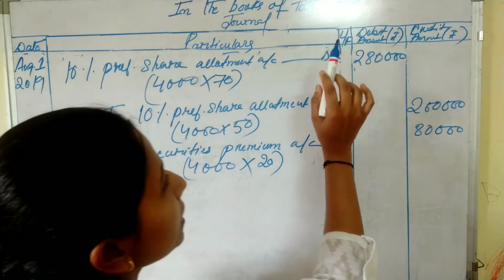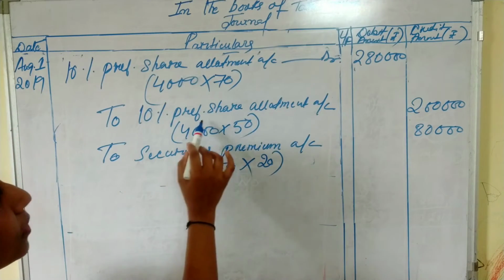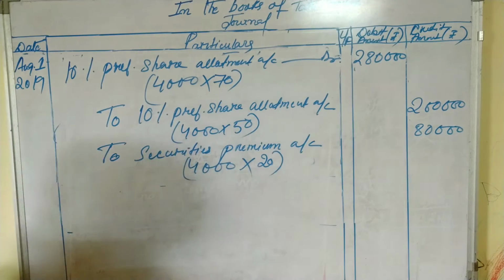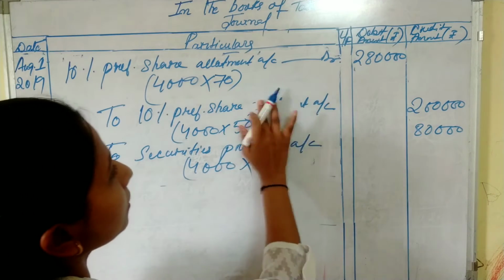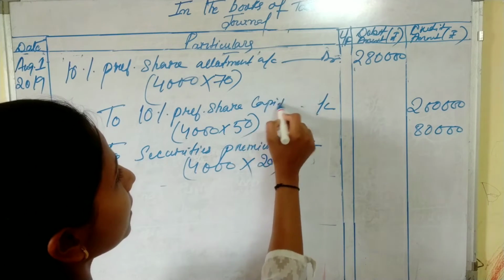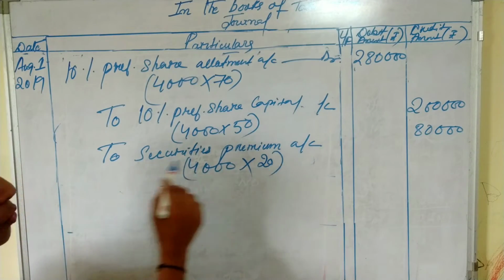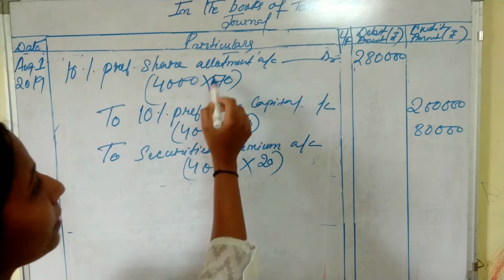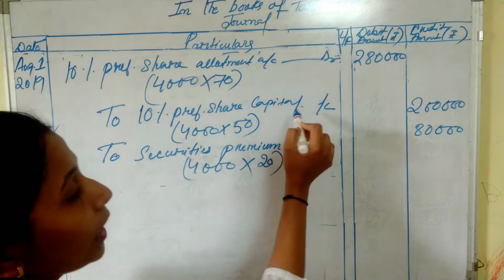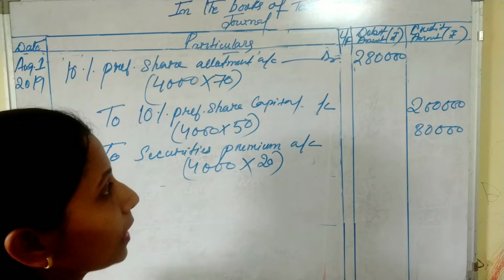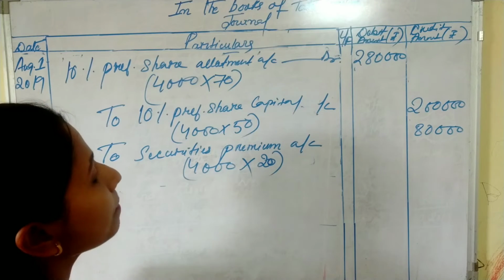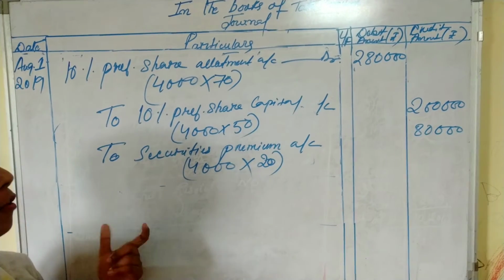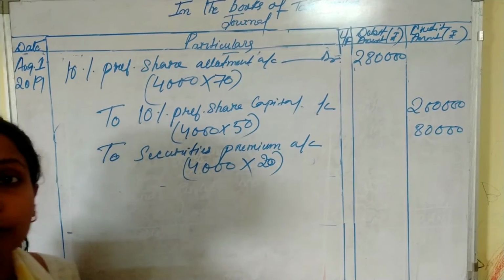10% preference shares allotment account debit. To 10% preference shares allotment account to securities premium account. So sorry, here we will write capital. 10% preference shares capital account to securities premium account. Now in 70 rupees, we have seen 50 for the capital amount that will transfer to the share capital account, and that 20 is our premium, securities premium amount. So this is the journal entry for when shares are issued at premium.